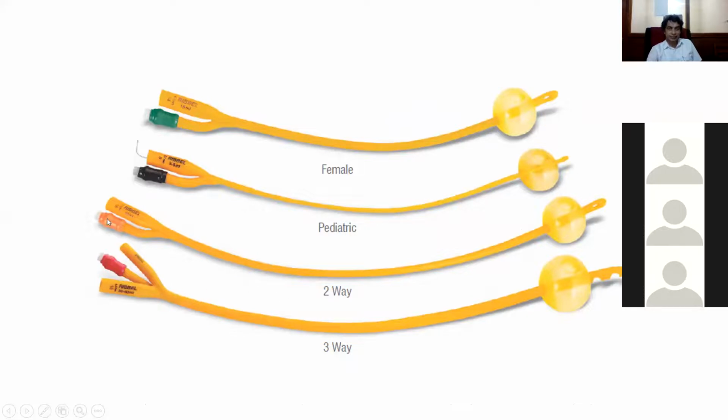where instead of just the channel for the balloon and the channel for the urine to come out, we also have another channel which you can use to irrigate the bladder for a long time. If there is bleeding or something in the bladder, sometimes clots will come and block this. So we have another channel running with saline, which can irrigate the bladder continuously and let it all drain out. So you can have two-way catheters, three-way catheters, large and small catheters.